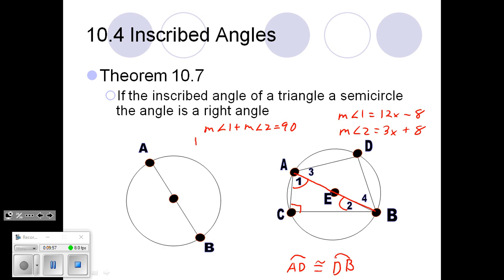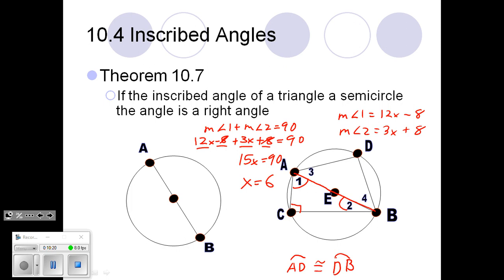So if we set this problem up, 12x minus 8 plus 3x plus 8 equals 90. Well, the 8's will just cancel each other out because they're positive, negative. 12x plus 3x, 15x equals 90. So x equals 6.